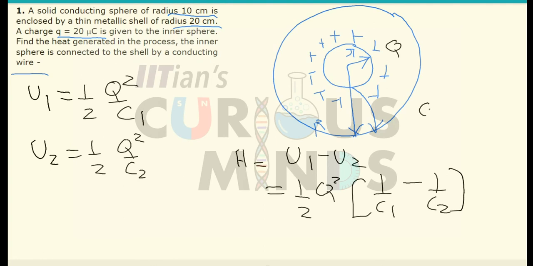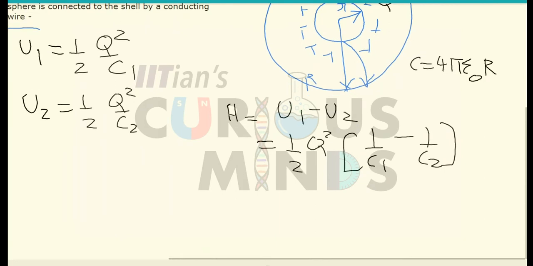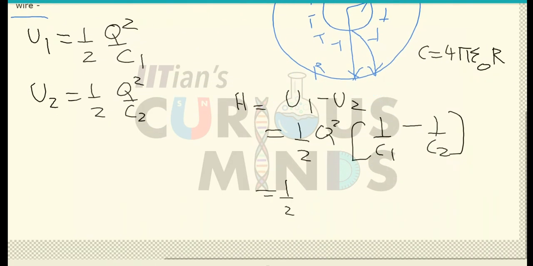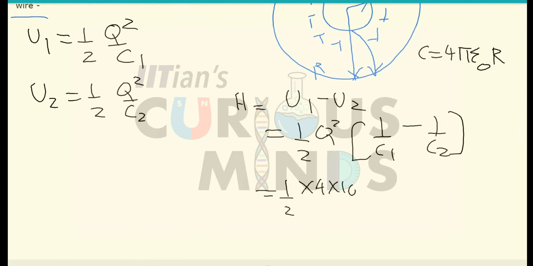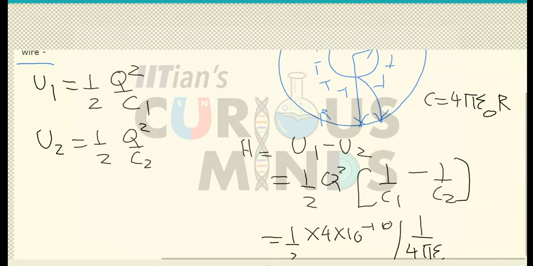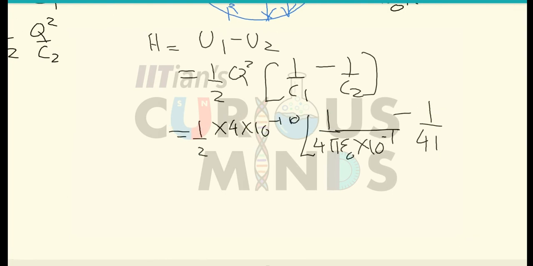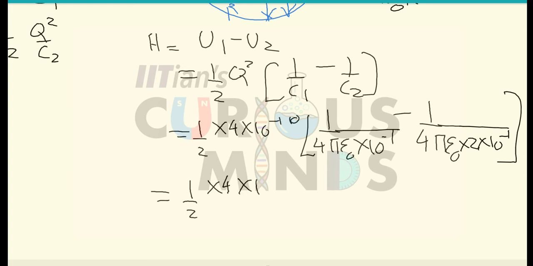Now C for the spherical capacitor is equal to 4 pi epsilon naught r. So let me substitute the values. Q is 20 microcoulomb, so Q squared will be equal to 4 into 10 raised to minus 10, into 1 by 4 pi epsilon naught r1. The radius of the inner sphere is given as 10 centimeter, which is equal to 10 raised to minus 1, and the radius of the outer sphere is 2 into 10 raised to minus 1, which is equal to 1 by 2 into 4 into 10 raised to minus 10.